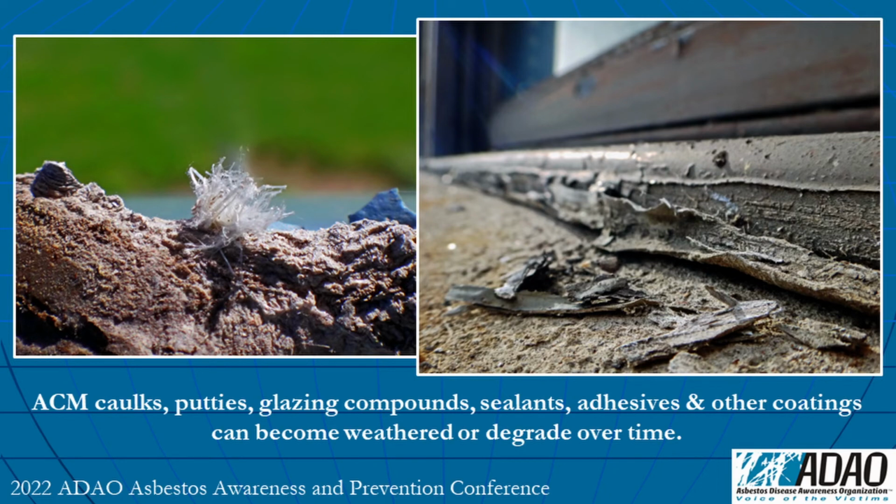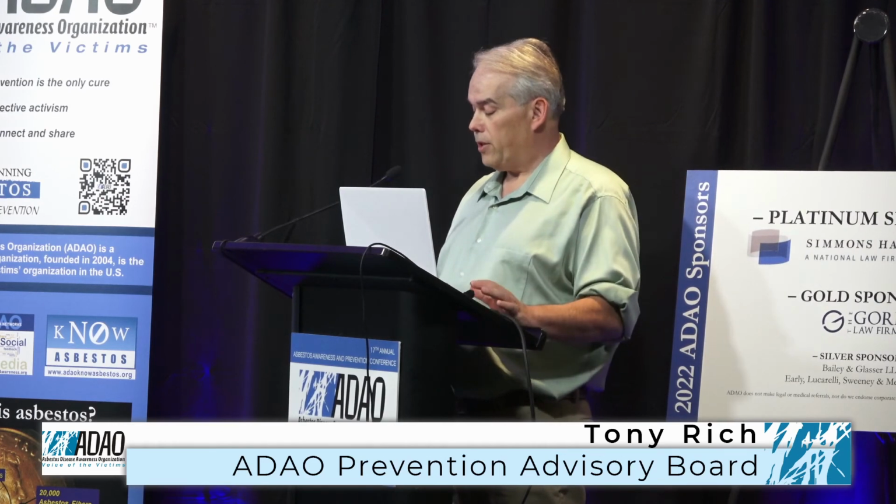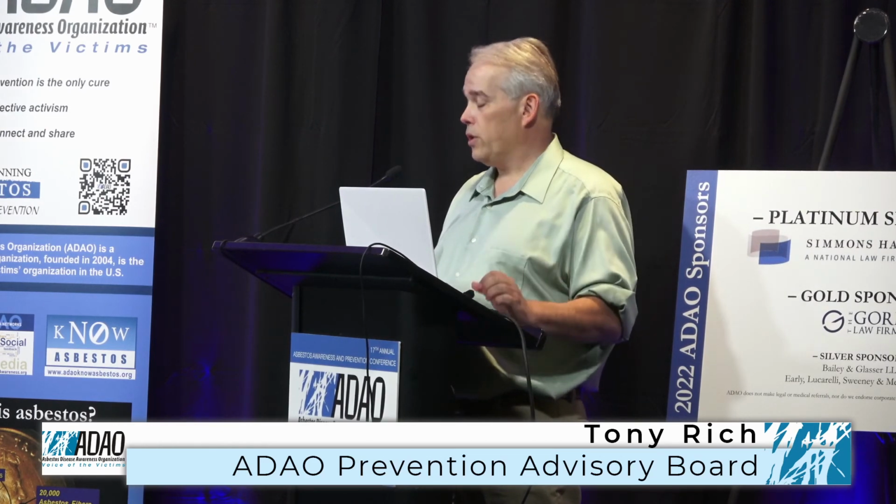Caulks, putties, window glazing compounds, sealants, and adhesives can become degraded and weathered over time, creating another potential source of asbestos exposure risk. Again, have a proper inspection before renovation or demolition that will find these materials, then you know what to do.